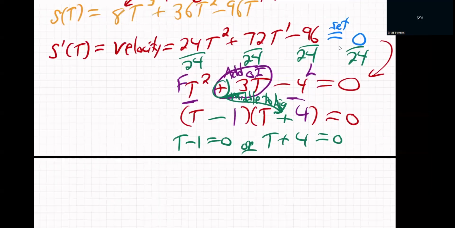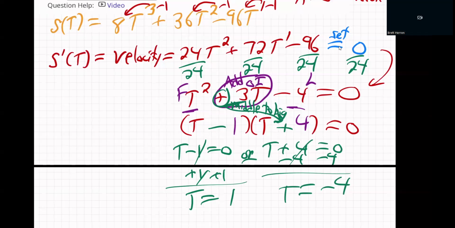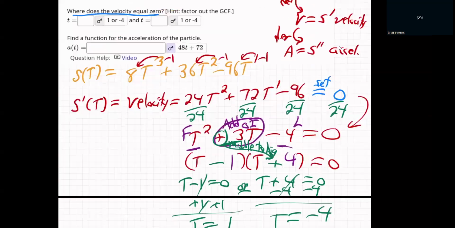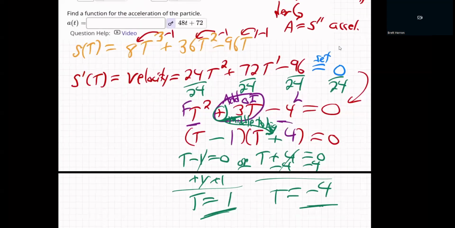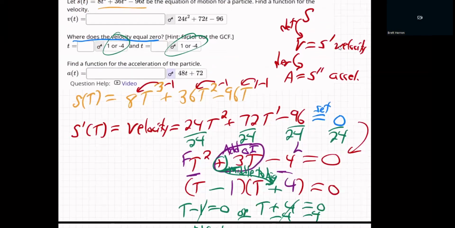So then you can just finish up the problem. Just add 1 to both sides. Boom, boom. T is 1. Here, subtract 4 from both sides. T is minus 4. So those are the two answers: 1 and minus 4. There they are. You could also, by the way, use the quadratic formula if you wanted to, but it's much quicker to factor on this one.